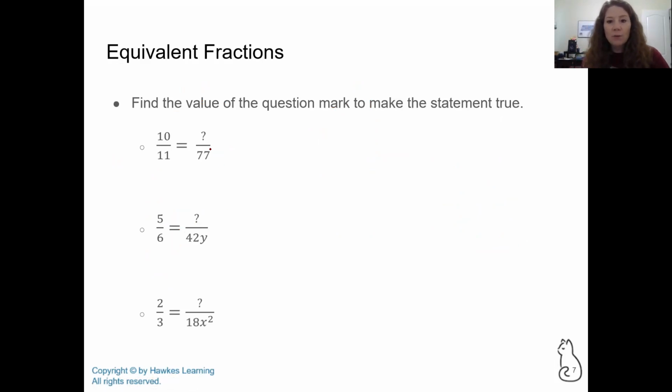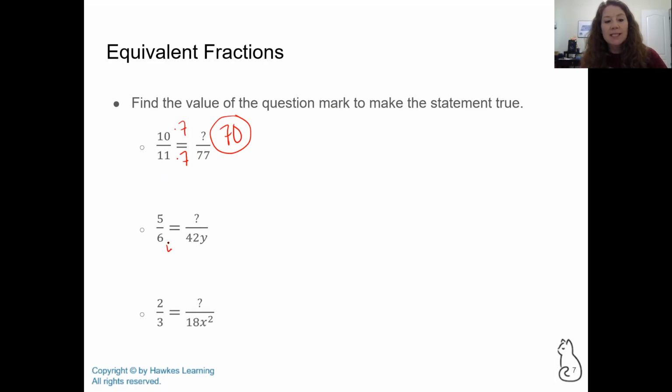All right, now here we can see, well, what would I do with 11 to get to 77? I would multiply it by 7. So I'm going to multiply the top by 7 also, and my question mark is going to be 10 times 7 is 70. All right, what would I multiply 6 by to get to 42y?